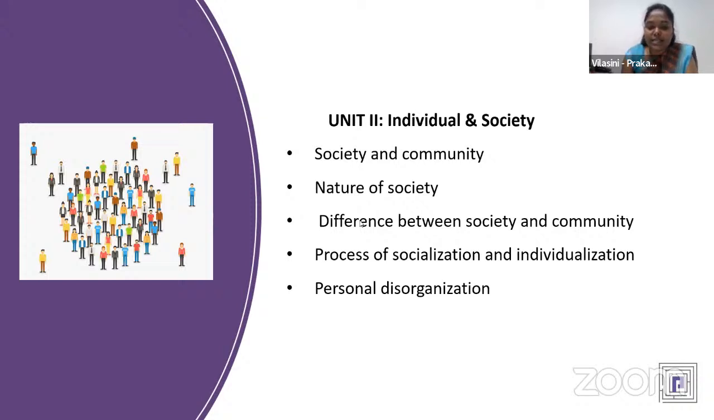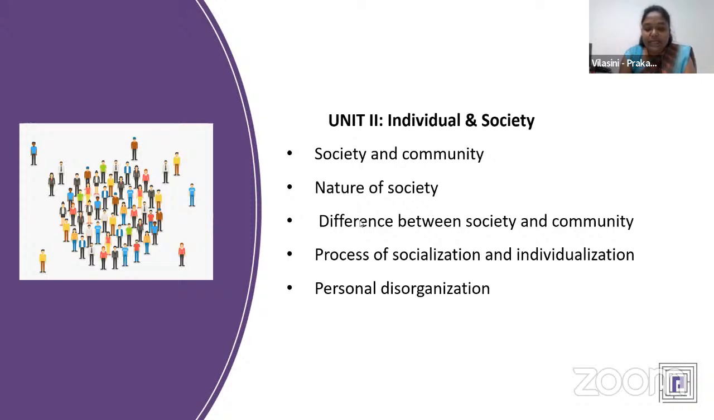The next we will see personal disorganization. First of all, I would like to tell you what is organization and disorganization. Organization is a set of values or rules which are organized. The individual who follows everything, the rules or the regulations which are given by the society, then the person is called an organized person. When do we call a person disorganized is when he is violating the rules and regulations present in the society, then the person is termed as personally disorganized.